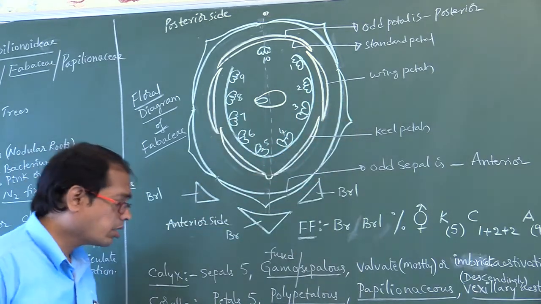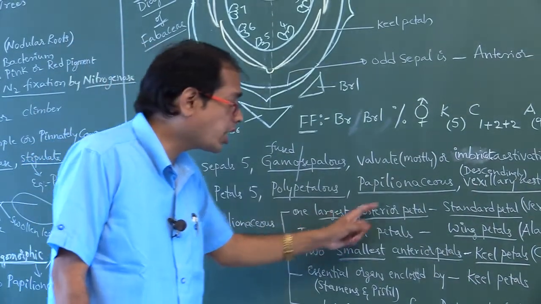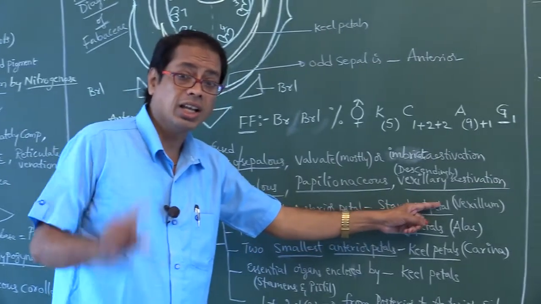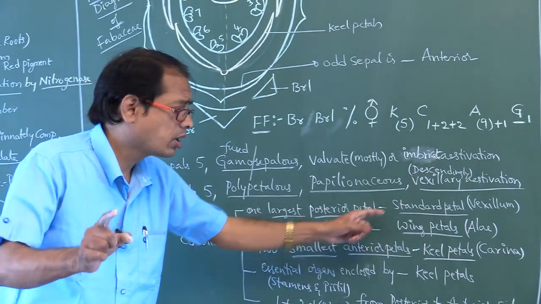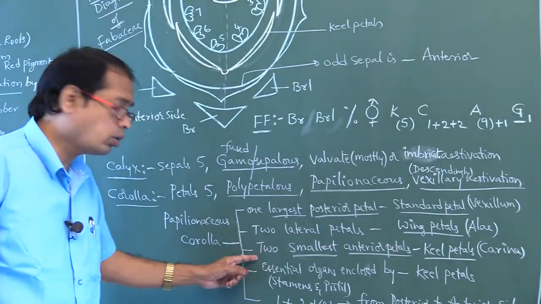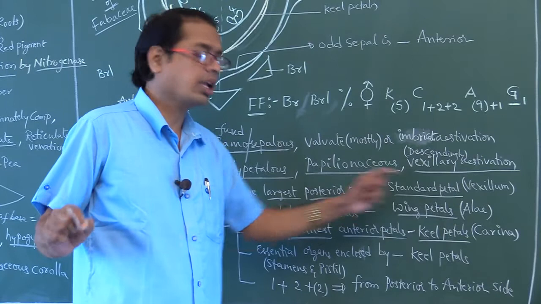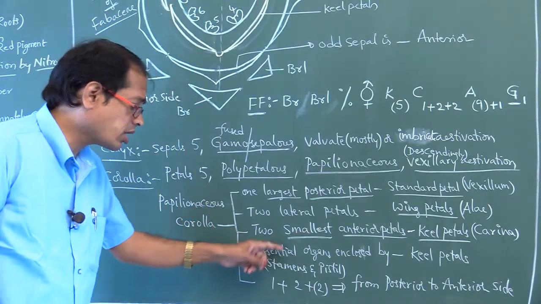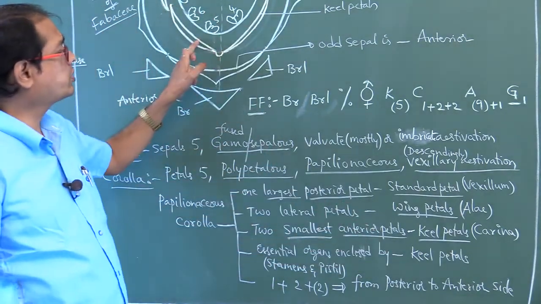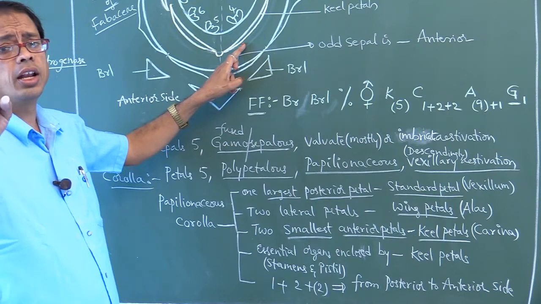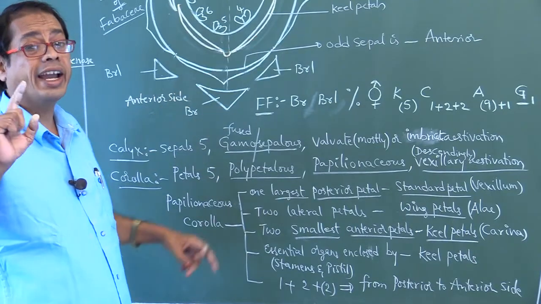Okay. Now look here. Papilionaceous corolla. One largest posterior petal is called the standard petal, or vexillum. 2 lateral petals are called wing petals, or alae. 2 smallest anterior petals are called keel petals, or carina. Essential organs like stamens and pistil are enclosed by which petals? Keel petals. Okay. Largest petal, standard petal. Smallest petals, keel petals.